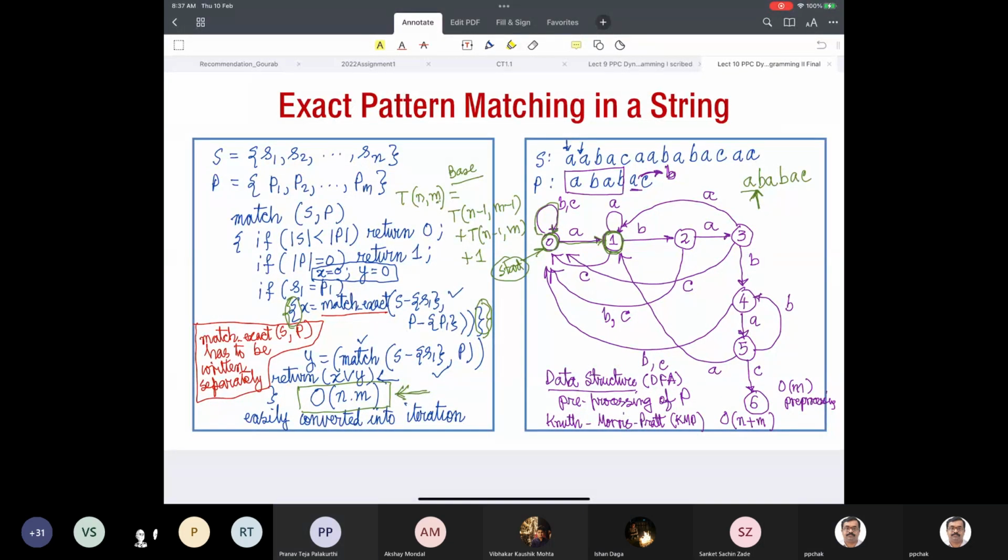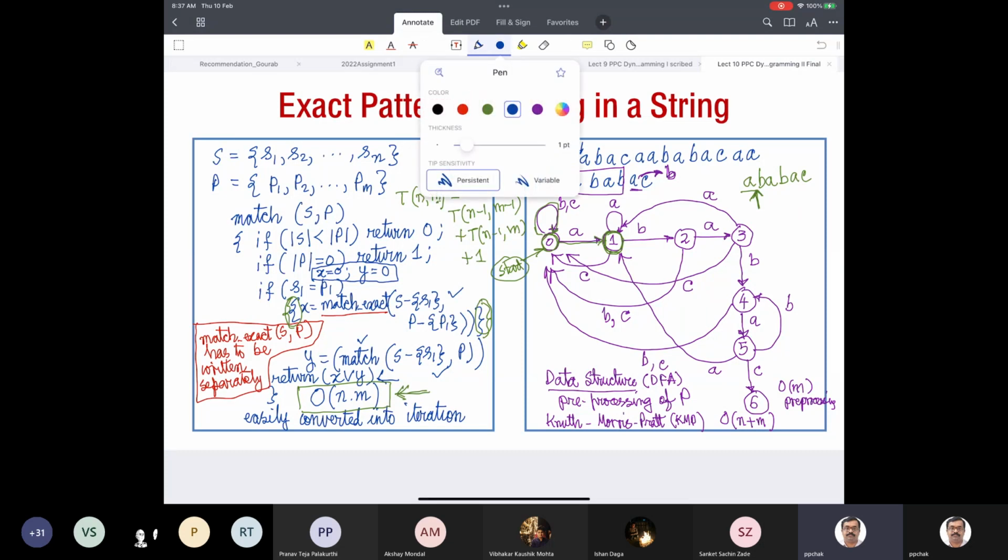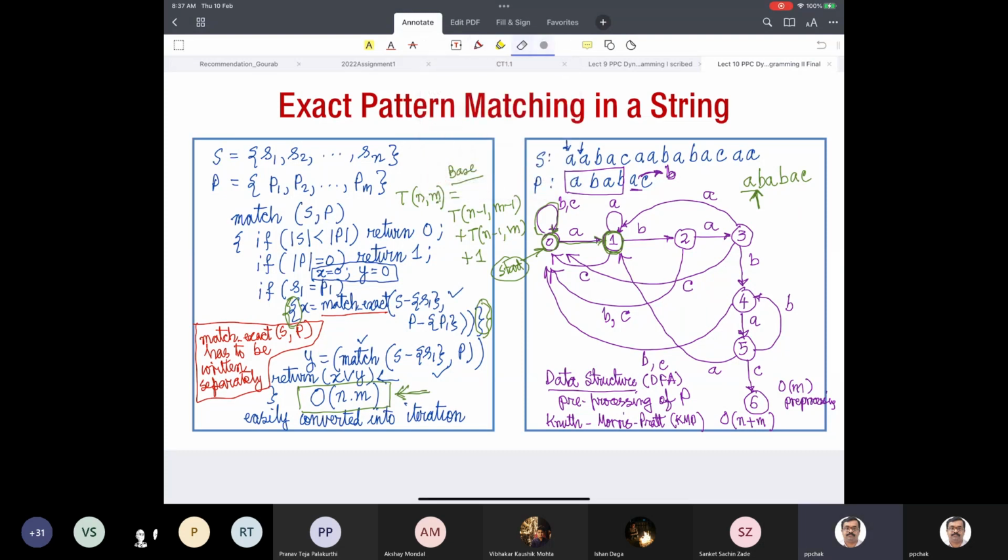Yes, sir. So if I have one mismatch, then I will draw another parallel machine, which is like this. And this is A, this is B, this is C, A, this is B, this is A, this is C. Correct? This part is all right up to now.